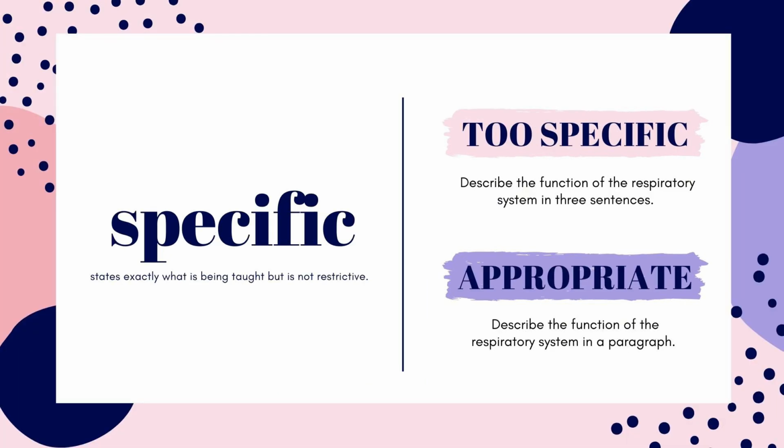The next thing is being specific. State exactly what is being taught, but don't be too restrictive. For example, too specific might be, describe the function of the respiratory system in 3 sentences. Three sentences is too specific. Get rid of that statement and add in a paragraph. That broadens the area so students can share how they know something without being too specific, and they're able to share what they know in their own way.